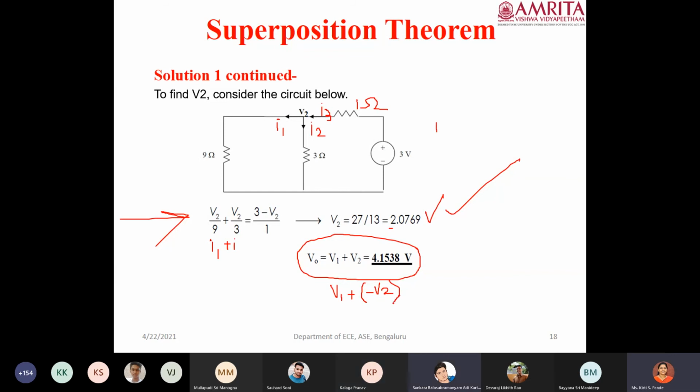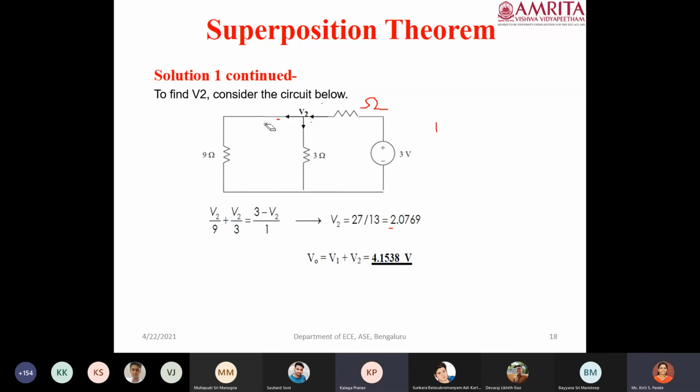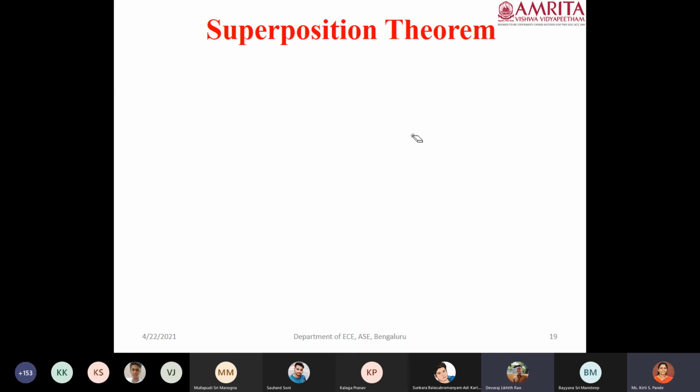So generally we have to take V naught as the sum of the two. Addition. Yes, got it, ma'am. Very good. I liked it. I like the question. It shows that you are thinking. Okay, so is it okay as a simple example for superposition theorem? Yes, ma'am.